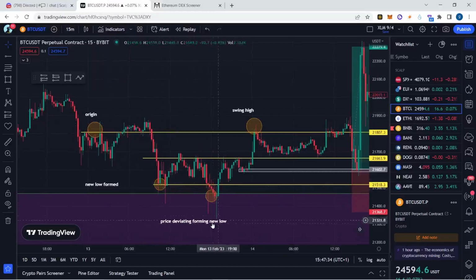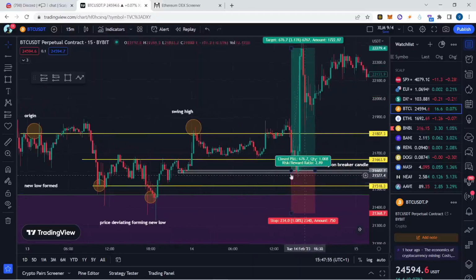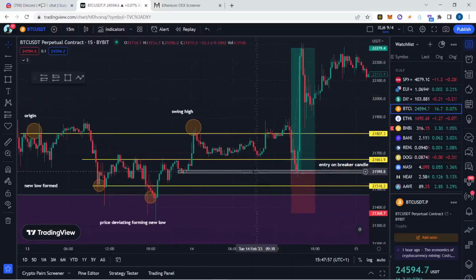So origin, new low, another new low, deviation, swing high touching the origin point, flipping it a bit. Mind that price has to close above the origin point, so a closure above this, and then we wait for our liquidity to get taken.